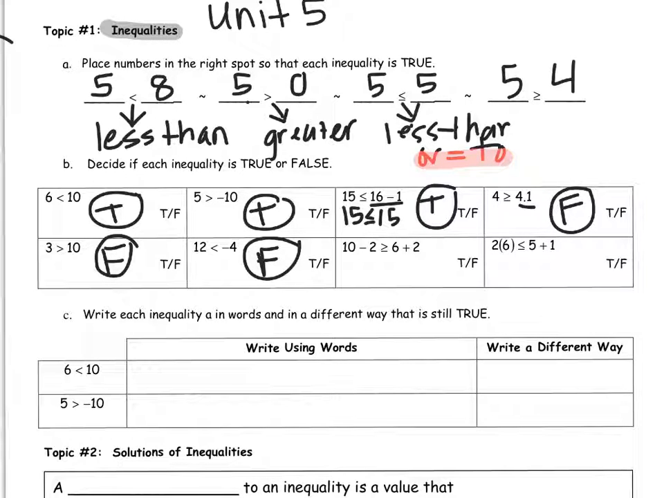Alright, now let's work on these problems on the right and the left here. So I have 10 minus 2, that's 8. My symbol is greater than or equal to. And then I have 6 plus 2, that is also 8. So I'm left with 8 is greater than or equal to 8. Since I have that or equal, that's true.